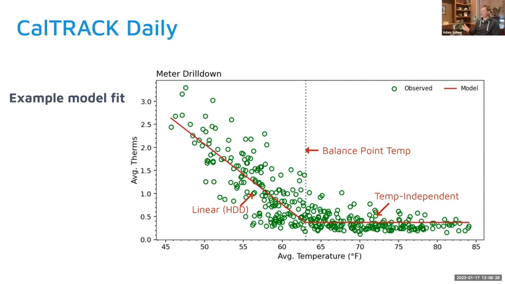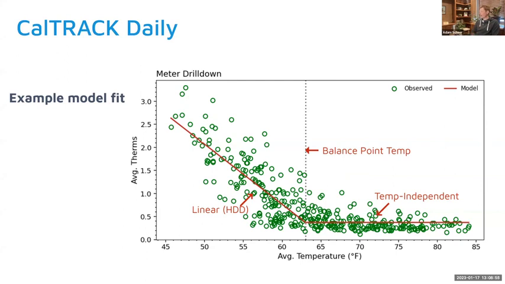So what I'm showing here on this graph, the green data points, every one of those green points is the energy consumption, in this case therms, so a gas meter, for every day of a year. So there's 365 data points there, each data point corresponding to a day. And the x-axis is the average temperature on that day. And the y-axis is how much gas this meter used.